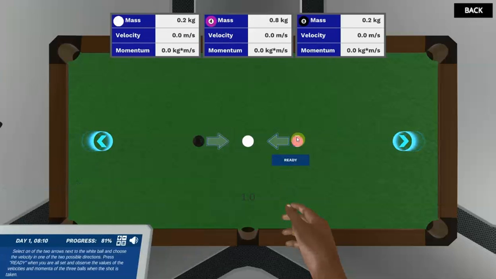Select one of the 2 arrows next to the white ball and choose the velocity in one of the 2 possible directions. Press ready when you are all set and observe the values of the velocities and momenta of the 3 balls when the shot is taken.